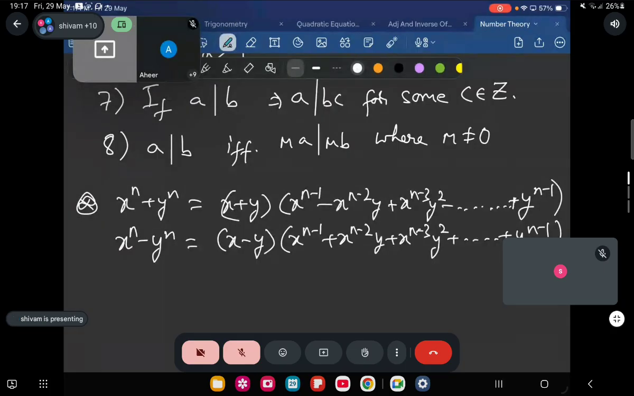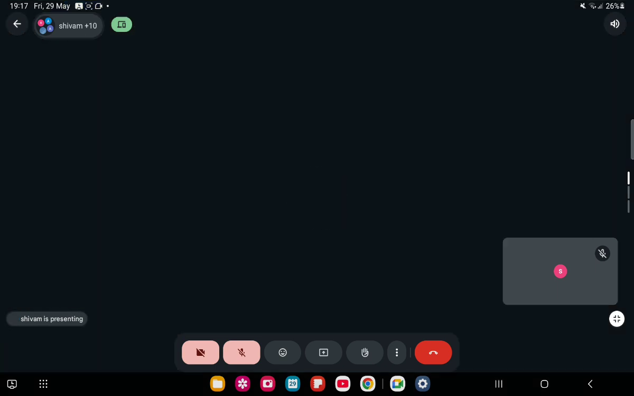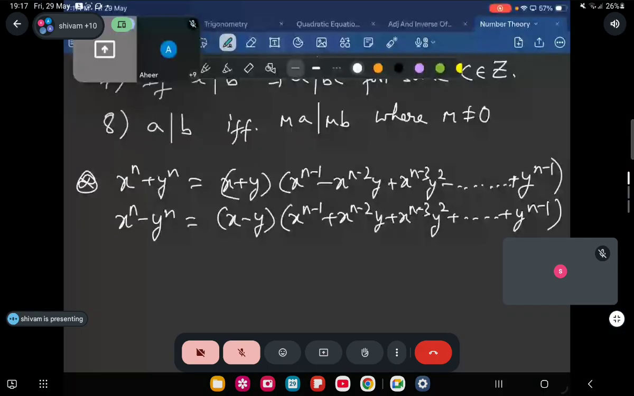Yes. So why have I written these two first? Because you see, this implies x power n plus y to the power n is divisible by. Wait, everyone, I didn't write the conditions. There are certain conditions when these formulas are valid.